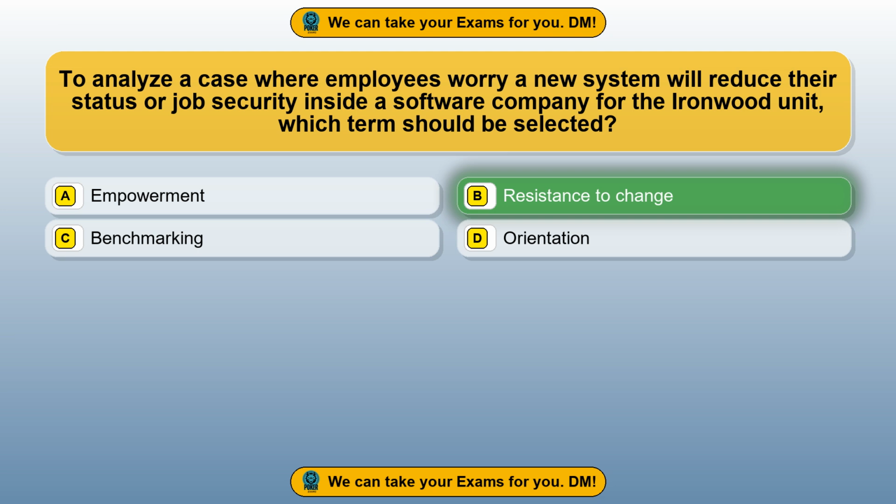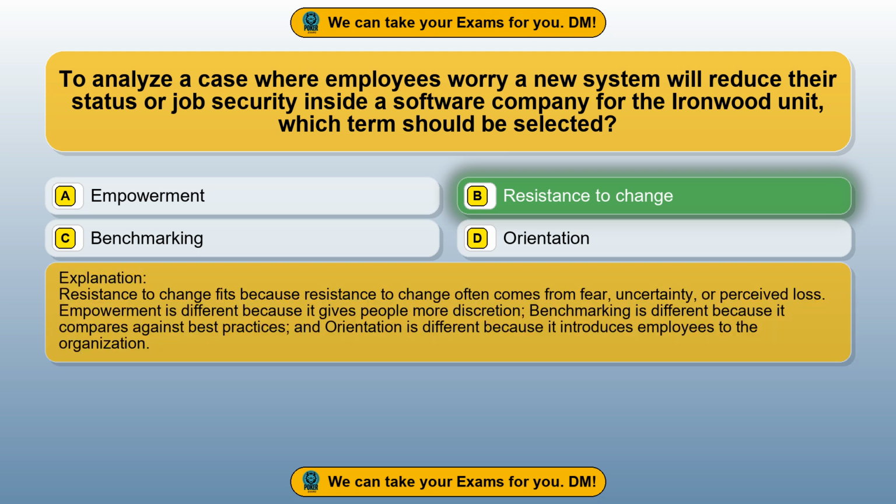Resistance to change. Resistance to change fits because resistance to change often comes from fear, uncertainty, or perceived loss. Empowerment is different because it gives people more discretion, benchmarking is different because it compares against best practices, and orientation is different because it introduces employees to the organization.